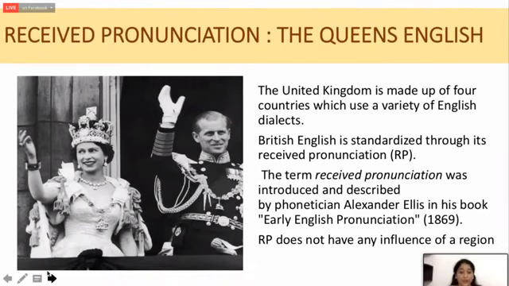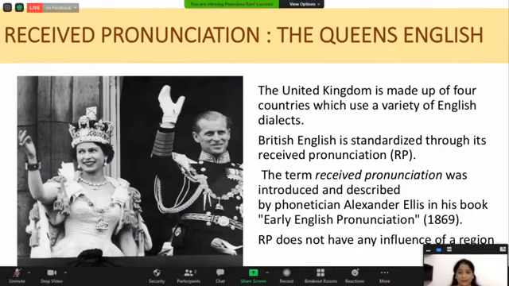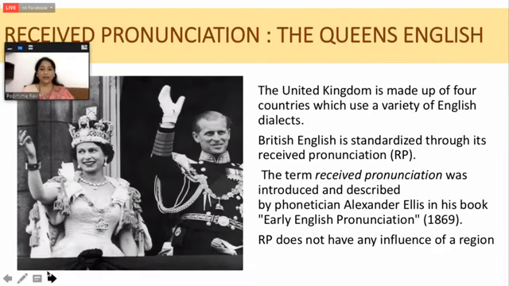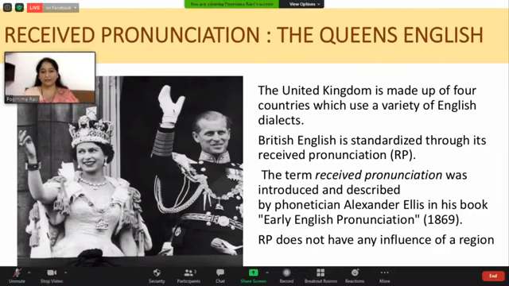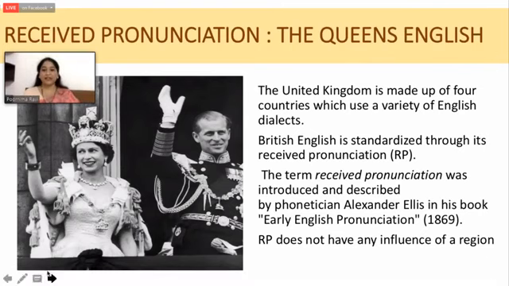Now, within the UK itself, there are many dialects and accents of English. But there was a particular way of speaking that was spoken by the Queen's family. Back in the day, many linguists felt that this is the standard model that the rest of the citizens should try to imitate and practice. It is otherwise called received pronunciation. The term received pronunciation, otherwise shortened as RP, was introduced by phonetician Alexander Ellis in his book Early English Pronunciation.